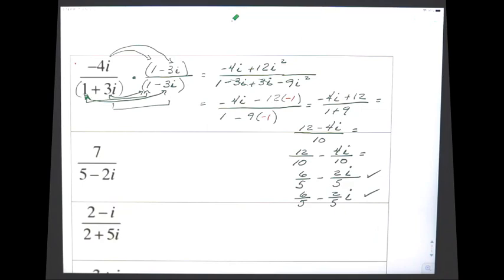So I think that's a good place to stop on working with multiplication and division of complex numbers.